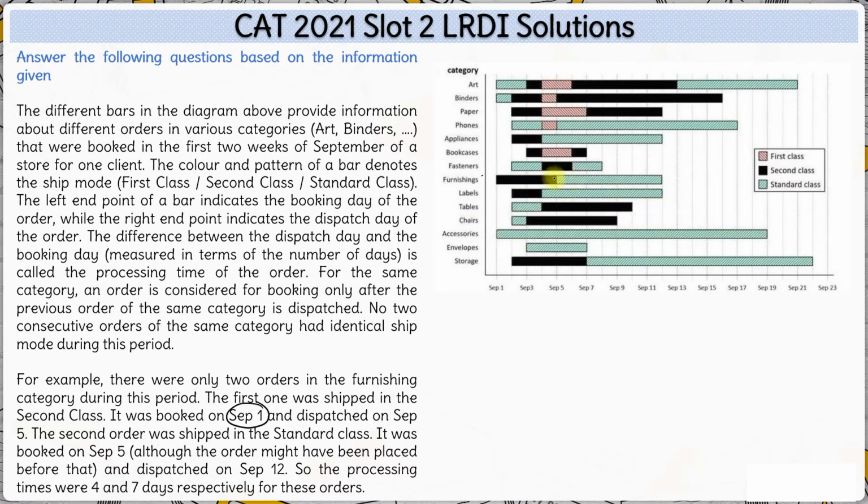Sorry, not this one here. This is 7 days, and this here is 1, 2, 3, 4 days. For furnishing, the first order's processing time was 4 days. Okay. Now let's look at questions.